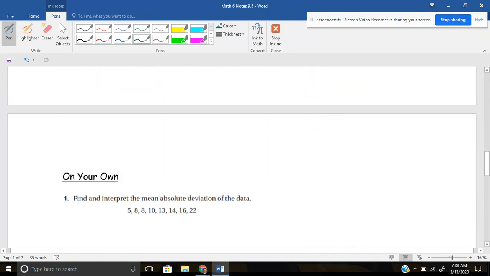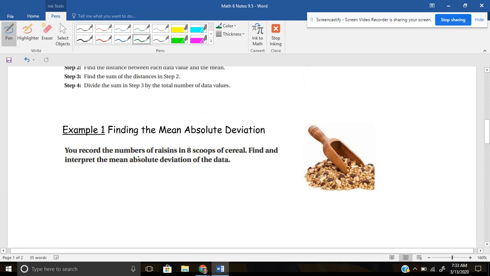So for our first example, it says you record the numbers of raisins in 8 scoops of cereal. Find and interpret the mean absolute deviation of the data. So here is your data. In the first scoop, there is 1 raisin. The second scoop, there's 2, 2, 2, 4, 4, 4, and 5. So these represent the number of raisins in 8 scoops. On the first scoop, you only had 1 raisin. On the second scoop, you had 2 raisins. On the next scoop, you had 2 raisins. It might not be in that order, but I listed least to greatest.